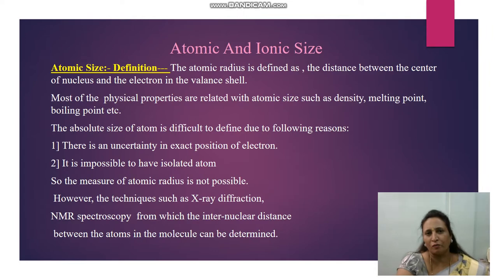But absolute atomic size cannot be calculated, or it is more difficult to calculate absolute size. This is because of the following two reasons. First reason is there is an uncertainty in exact position of electron, which we had seen in the first topic, and it is highly impossible to isolate a free atom.